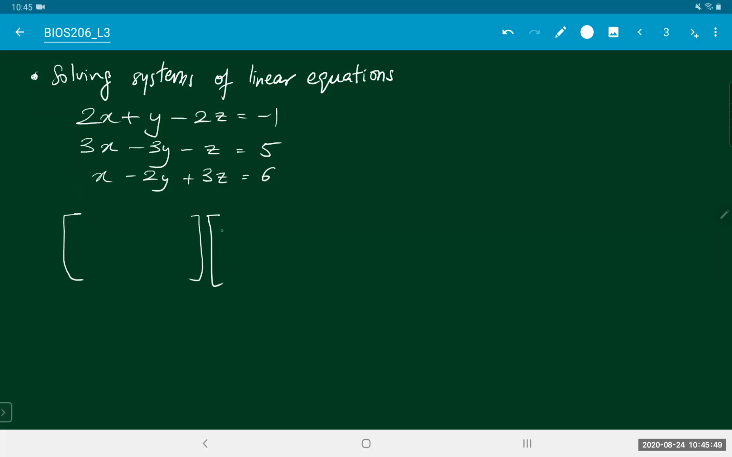So how do I do that? If you look at the left-hand side, the three equations, you can write it in this form. So here is a column vector x, y, z containing the three unknowns. Here is a matrix in which I'm going to put the coefficients. So in the first equation, coefficient of x is 2, coefficient of y is 1, coefficient of z is -2. Second equation, coefficient of x is 3, then -3, and -1. And in the third equation, it's 1, -2, and 3.